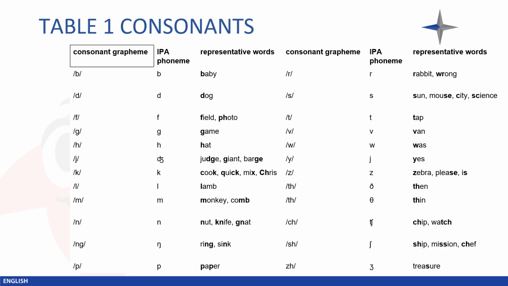Here you can see table 1. This is from the IPA, the International Phonetic Alphabet. This table deals with consonants. You have the consonant grapheme, for example, the B, and you see how you pronounce these. B, for example, in baby, and the D for dog. And then you see other graphemes that are just a bit strange. The J for judge, giant, etc.